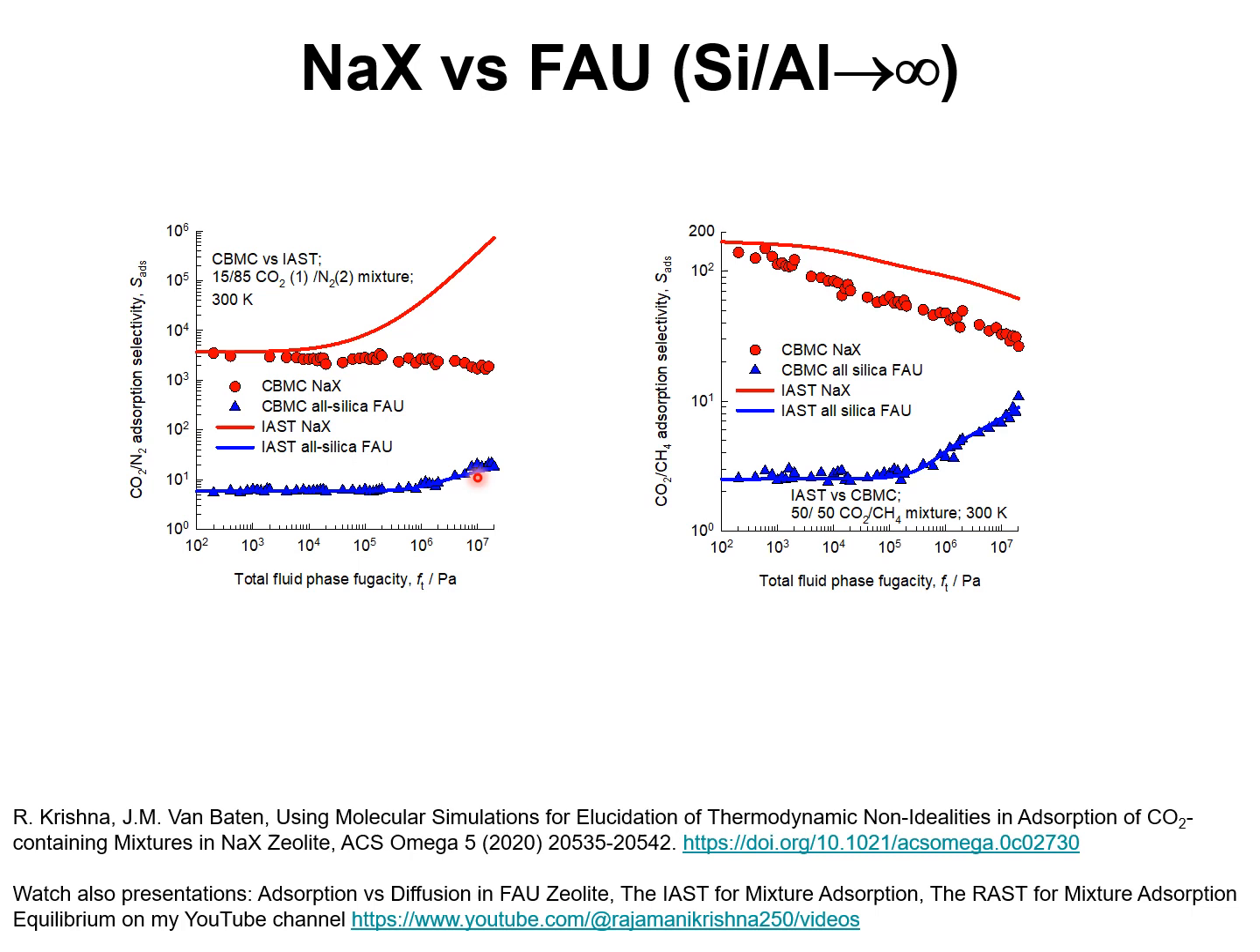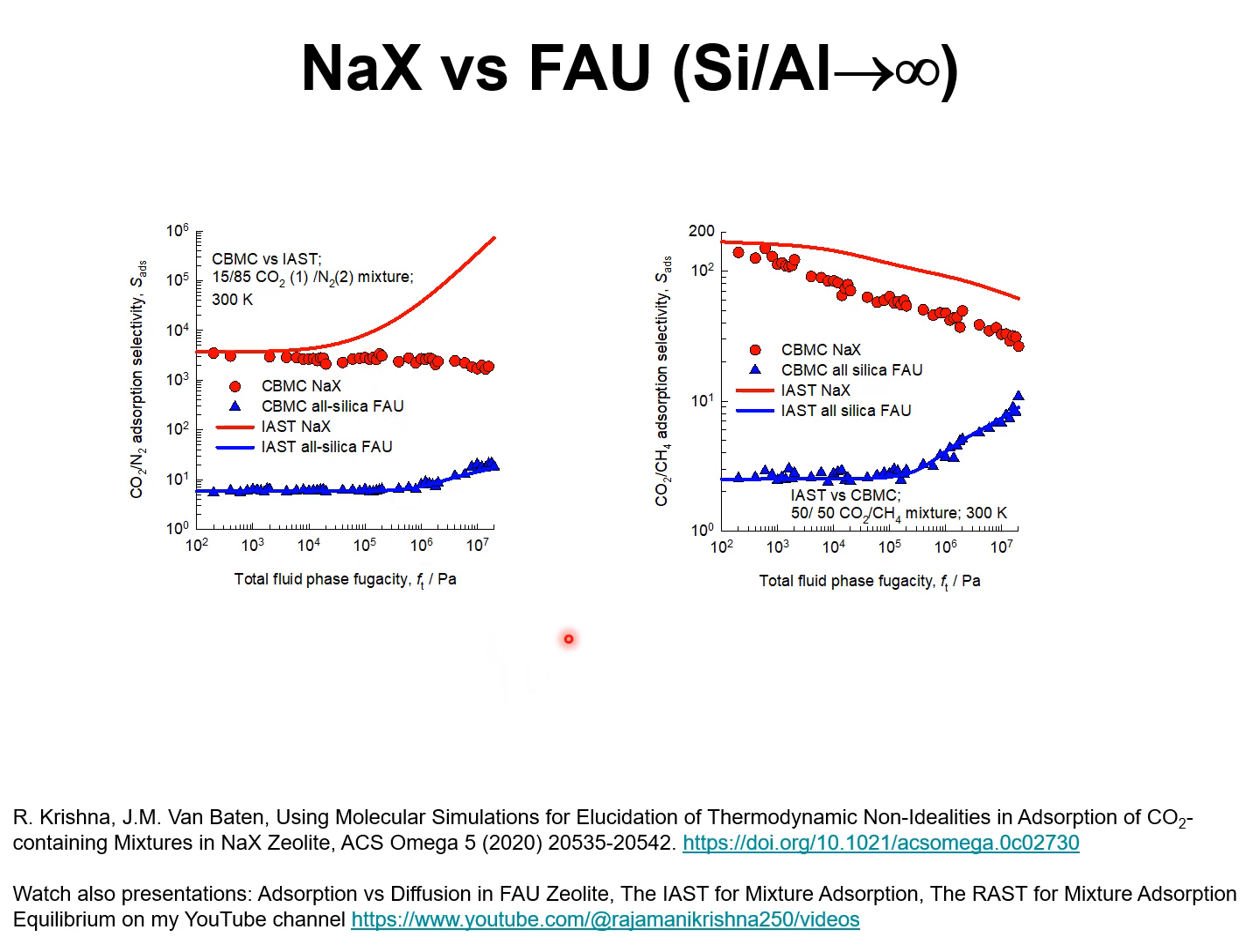For all silica Faujasite, the IAST is in excellent agreement with the CBMC simulated data, whereas for NaX zeolite, the adsorption selectivity is severely overestimated. These simulations are carried out for various bulk fluid phase fugacities plotted on the x-axis. Note also that this is 1 megapascal and this is 10 megapascals. But even at say 100 kilopascal, we see that the IAST estimates are significantly higher, by about a factor 50 to 100, than those from CBMC simulations.